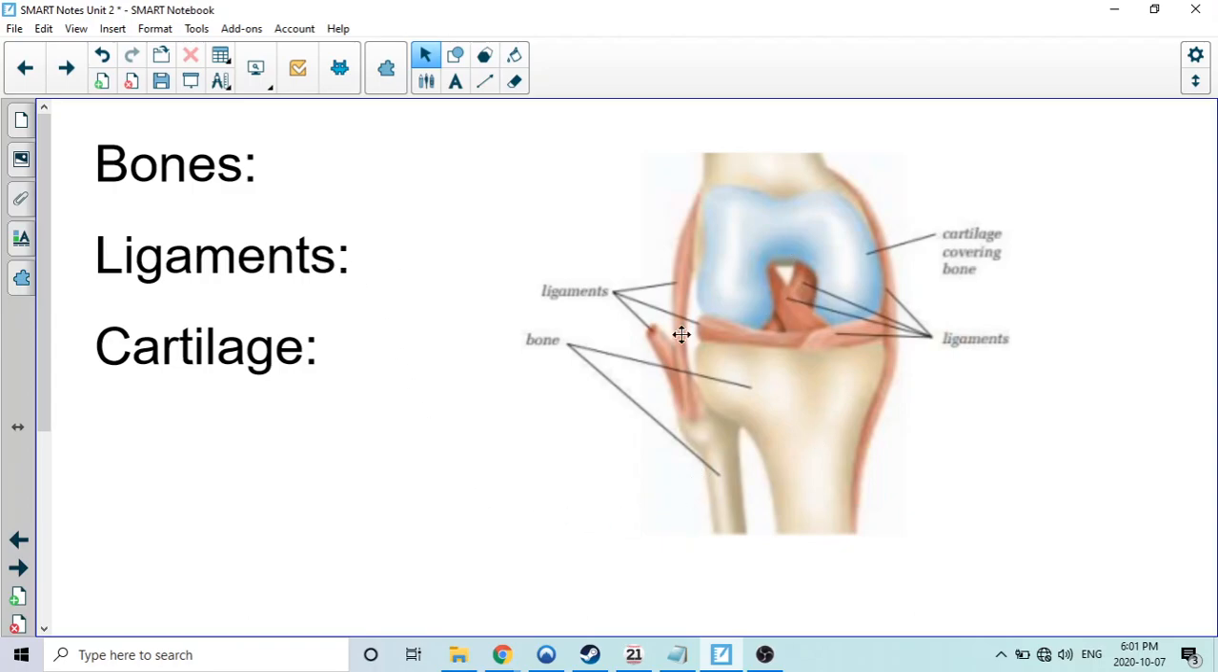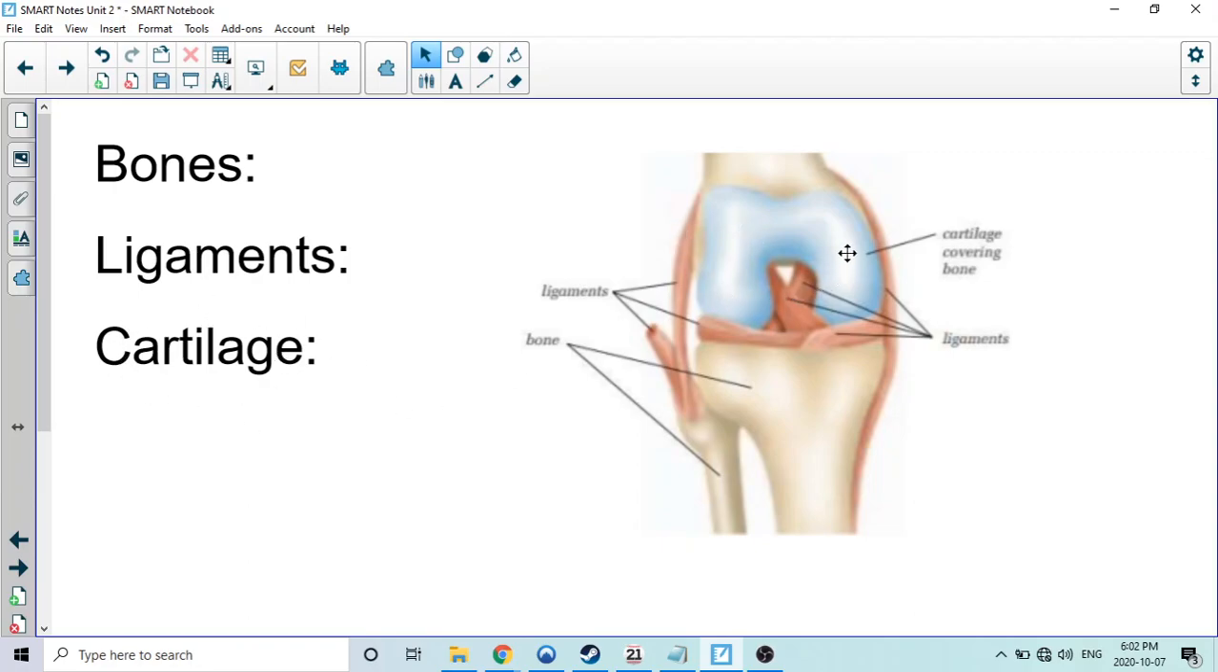Okay, the ligaments are these guys here and these guys here. And they are the piece that hold the bones together. All right? And so the bones don't fall apart. That's what the ligaments are for.